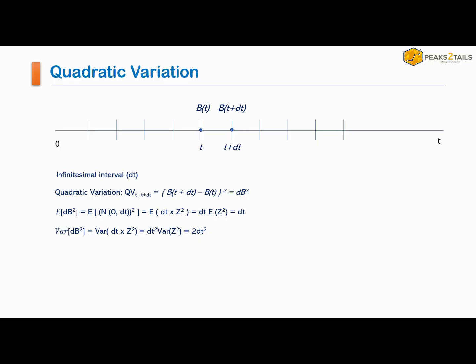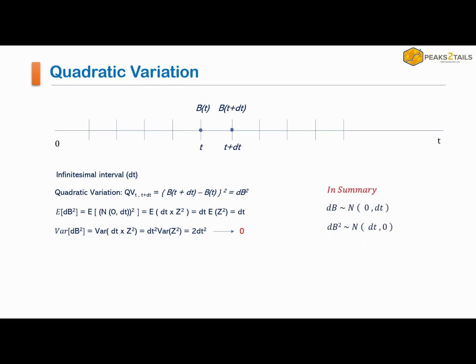But looking at the time interval dt, if the expectation is equal to dt, the variance is way smaller than dt. It is 2 times dt square. So that approaches 0 in a small time interval dt. So we have a quantity which is pretty interesting. This quantity dB square has an expectation of dt but the variance of almost 0. So it behaves like a deterministic quantity.